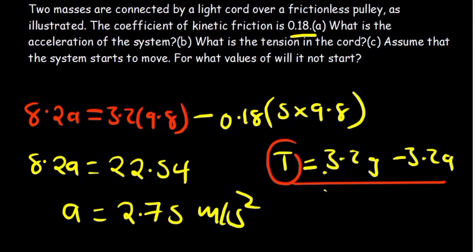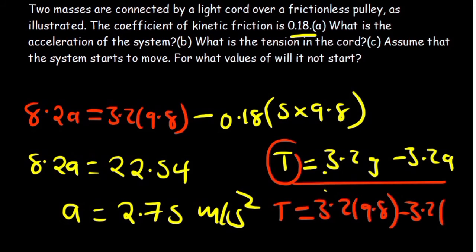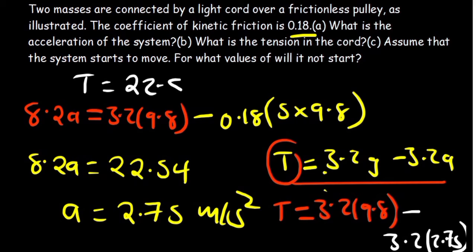For your tension, you go back to this other equation. So our tension is going to be 3.2 multiplied by 9.8, subtract 3.2 multiplied by the acceleration. So let me write that down due to lack of enough space. So we have minus 3.2 multiplied by 2.75. So basically that is going to be 3.2 factorized, 9.8 minus 2.75. So what we have as our tension in this case is basically 22.56 newtons. And that's how you do your calculations.